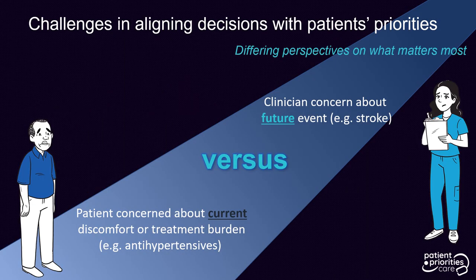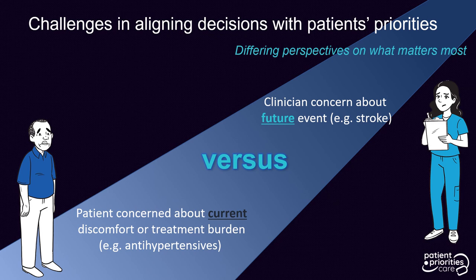Another challenge comes from having different perspectives among patients, caregivers, and clinicians. Or it may be that the patient and the family member together have a different perspective than the clinician. A common situation occurs when the patient is focused on how they're doing today and the clinician is focused on preventing future bad events.